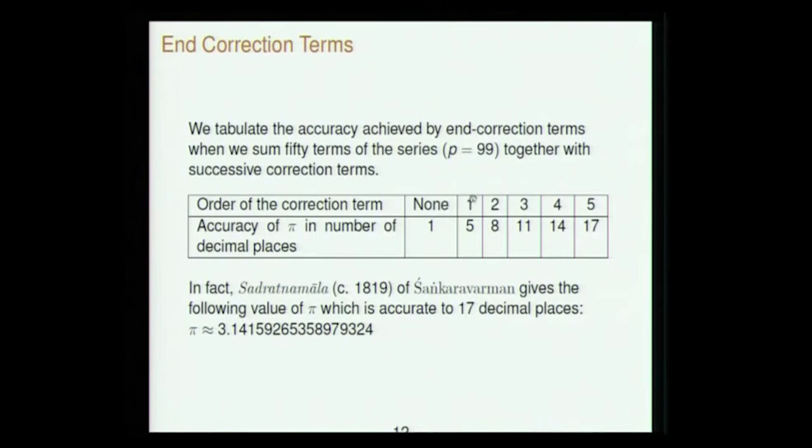Third order, first order is 1 over 2p plus 2, that is not stated in the book. Second order is the first correction given by Madhava. This is the correction which Madhava said is fairly accurate. That gives you pi to 11 decimal places if you go 50 terms in the series. So, if you use the next and the higher order correction, you will get 17 decimal places. Interestingly, Sadratnamala of Shankaravarman gives the following value of pi correctly to 17 decimal places.